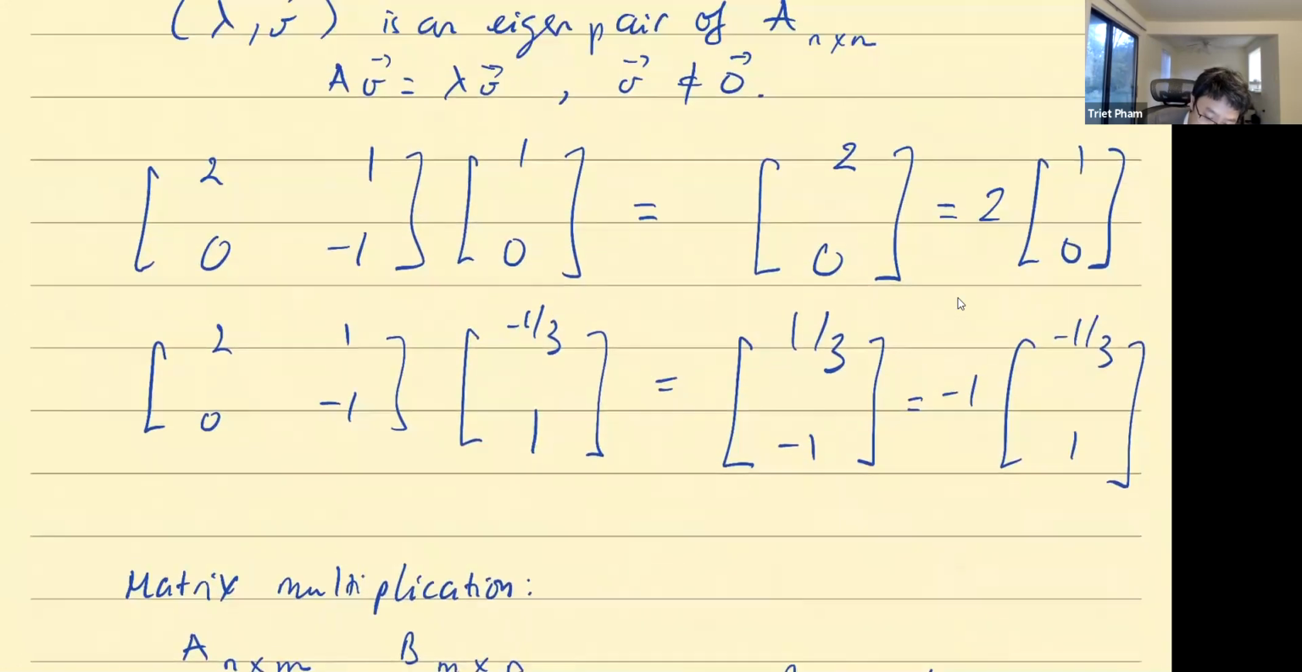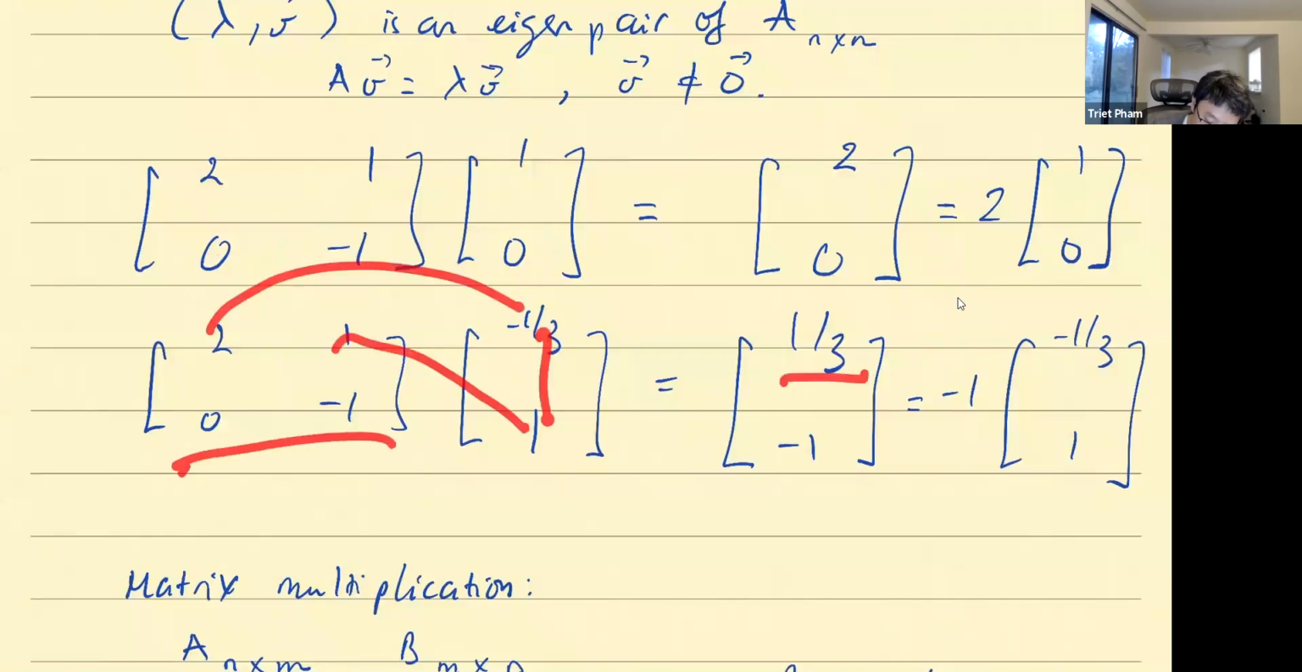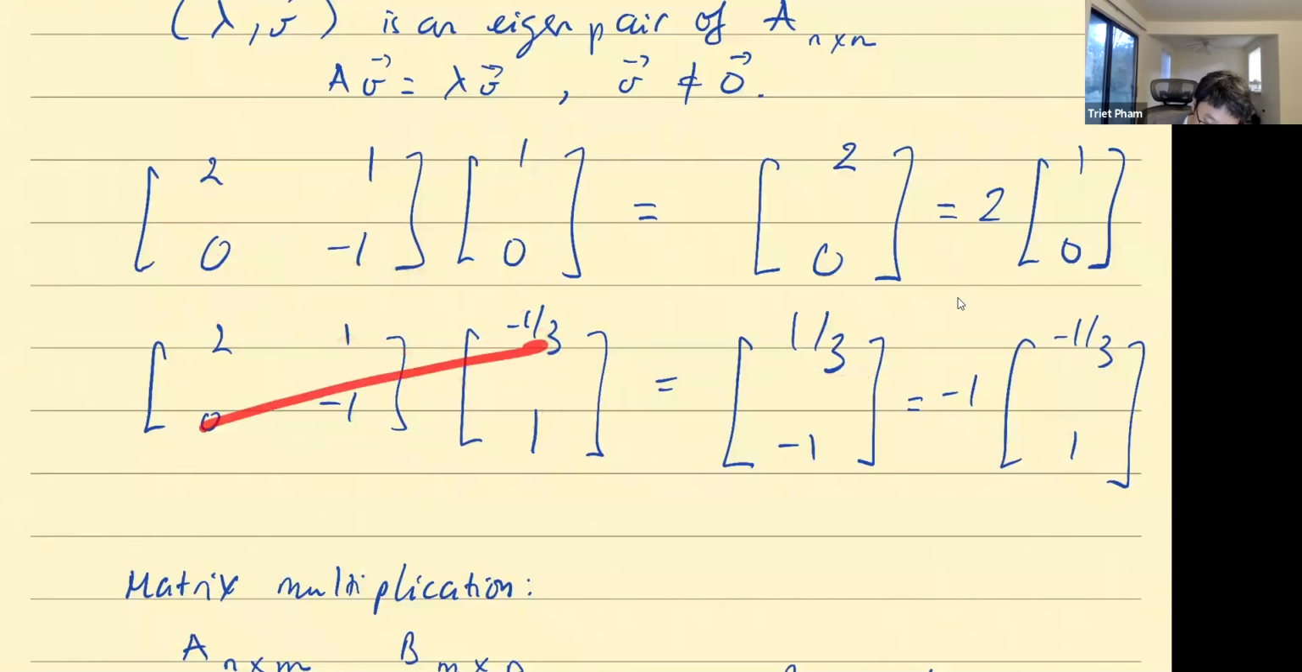So you see, this times this is 2 times 1 plus 1 times 0 is 2. This times this is 0 times 1 minus 1 times 0 is 0. All right, this times this is minus 2/3 plus 1/3 is 1/3. This times this is minus 1. Okay.